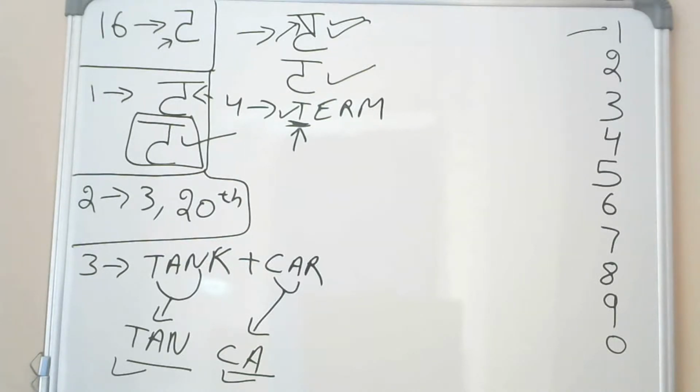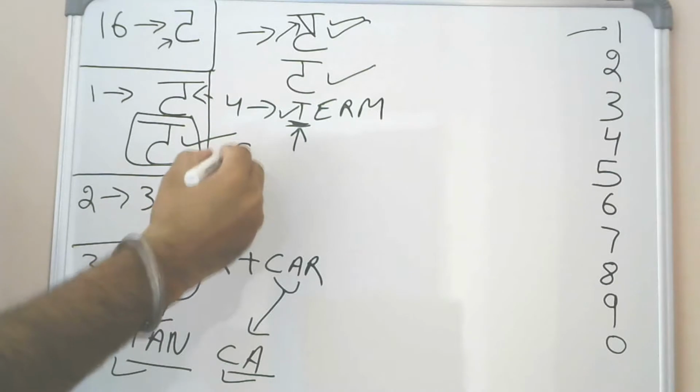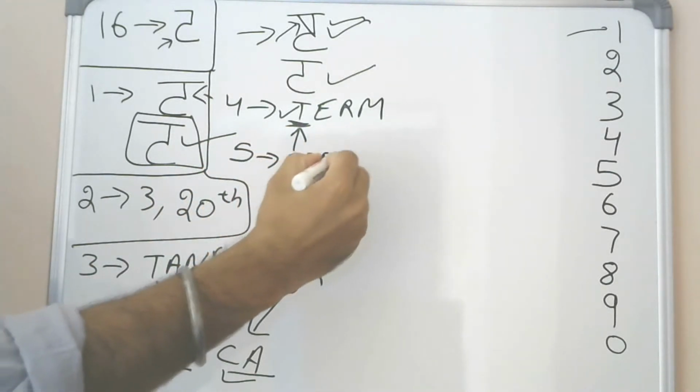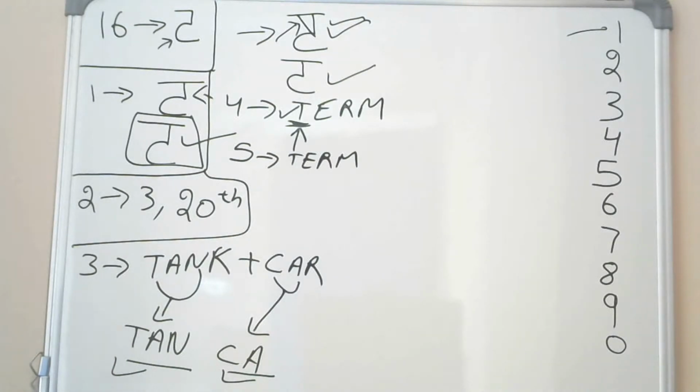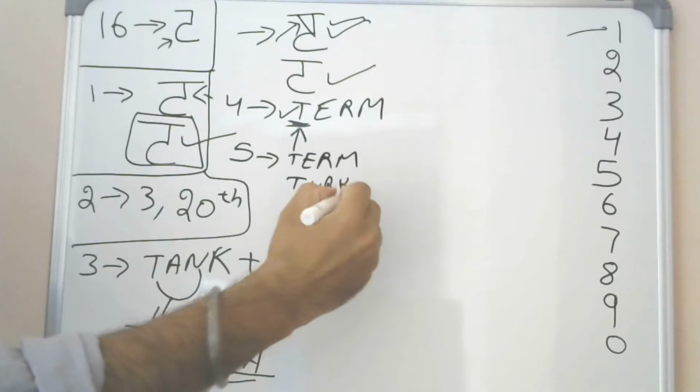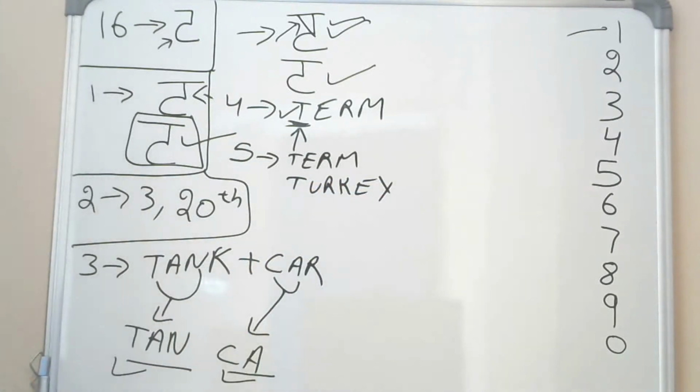The fifth step, examples. The first example we can have is term. The second example we can have is turkey, which is a bird, I guess. Term, turkey, these 2 examples I have for now.